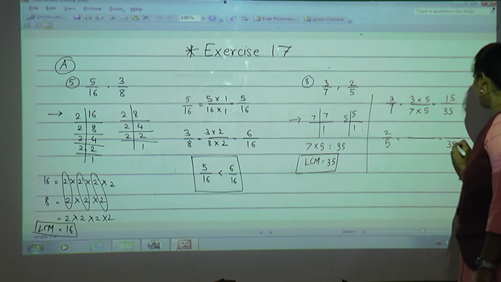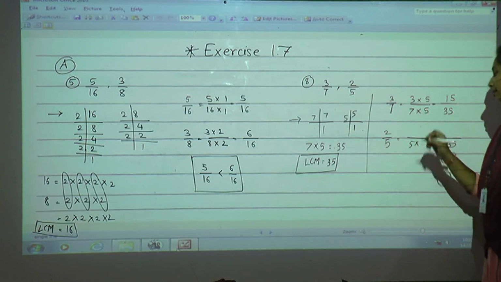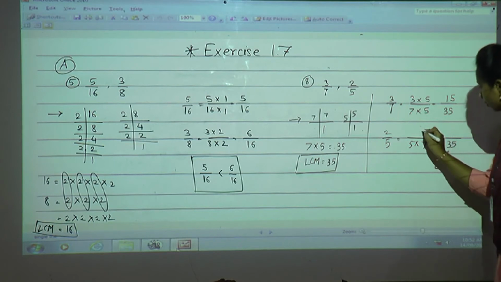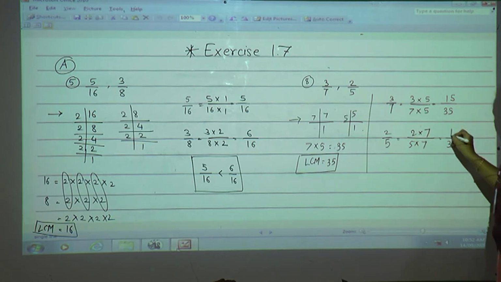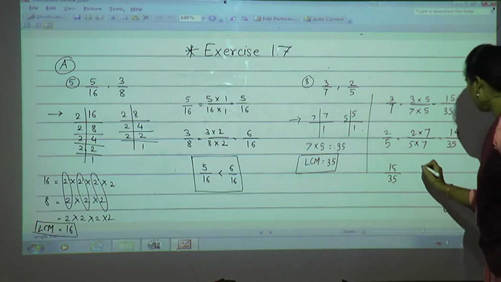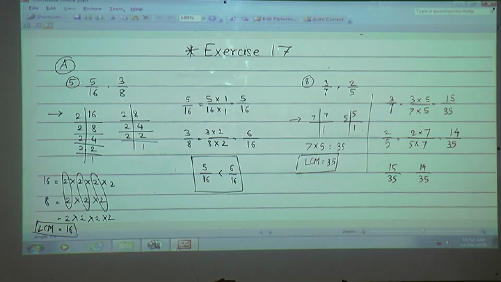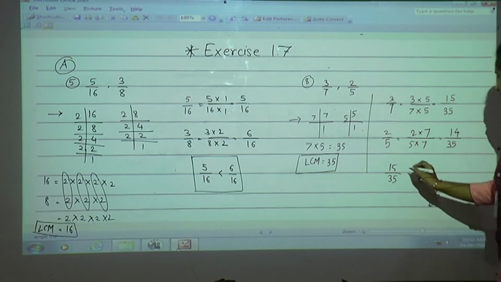Now the next number 2 upon 5. So in the place of denominator what should come? 35. Write first only 35. Now what multiplied by 5 we get 35? 5 7s are 35. So 7 here also we have to multiply in the place of numerator and the number 2 take as it is. 2 7s are 14. Now we got two fractions, 15 upon 35 and 14 upon 35. Isn't it? Now see. Now which is greater, 15 or 14, students? Tell me. Of course 15.